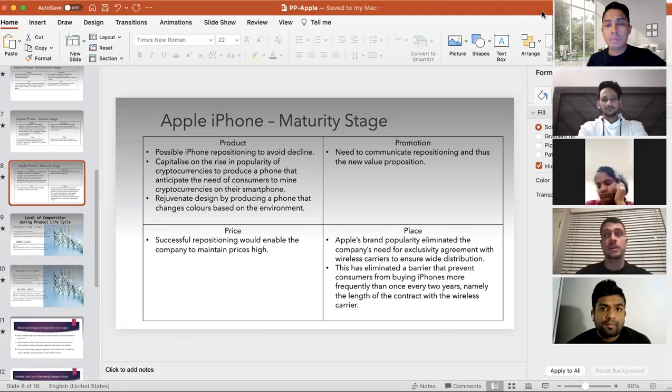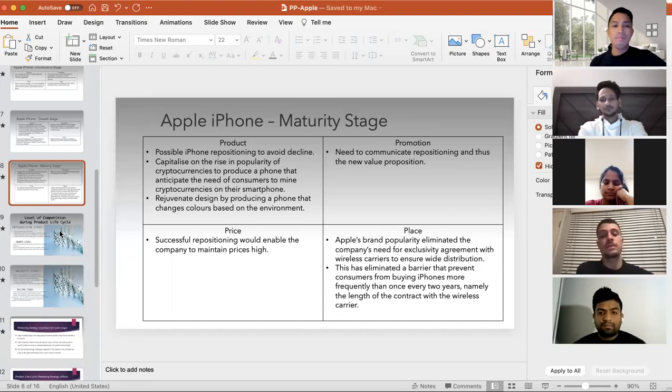As well, they could rejuvenate the design of the iPhone by producing a phone that changes colors based on the environment. A successful repositioning would enable Apple to maintain prices high, and to ensure a successful transition, a successful shift, they should emphasize this shift within marketing communication.